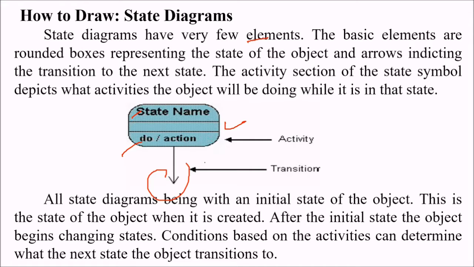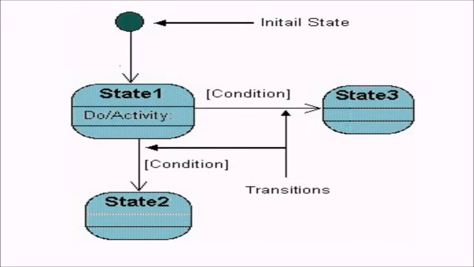So all state diagrams begin with the initial state of the object. This is the state of the object when it is created. After the initial state, the object begins changing state, and the conditions based on the activities can determine what next state the object transitions to. This is the initial state. This is state 1. Say we have some condition. Then with a certain condition it will transit to state 3. With another condition this will transit to state 2.